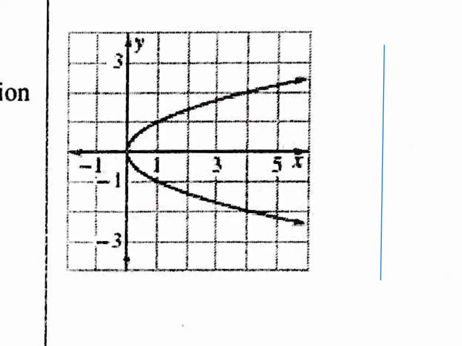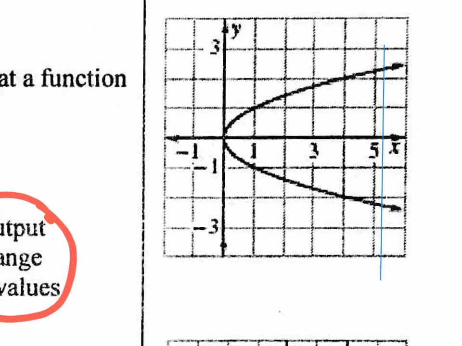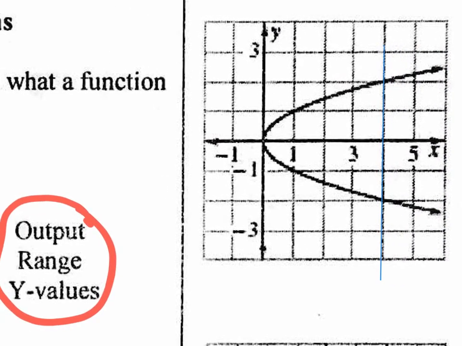How about this guy down here? Does it pass the vertical line test? No. It does not. As you can see right there, the blue line touches the graph at more than one point.